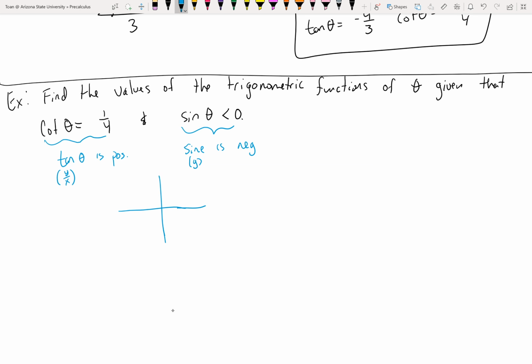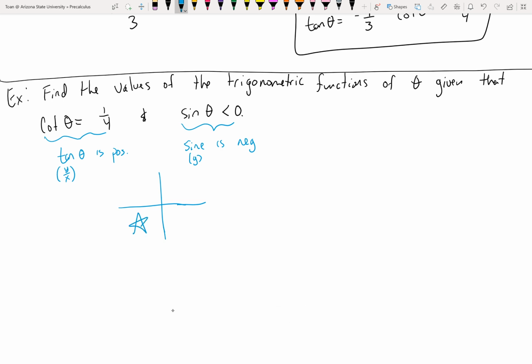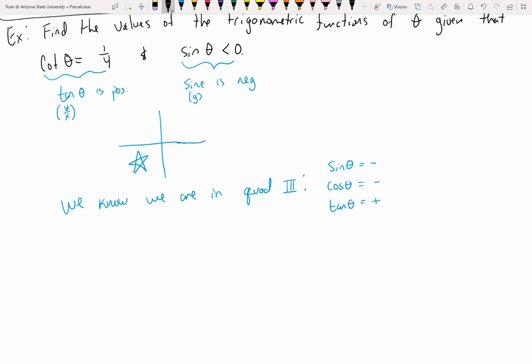But the quadrant where the y is negative but the tangent is positive is right here, right? So we know we are in quadrant 3. You just have to know that, right? And in quadrant 3, again, sine is negative, cosine is negative, tangent is positive, obviously. So this is just a rehash of the previous example.